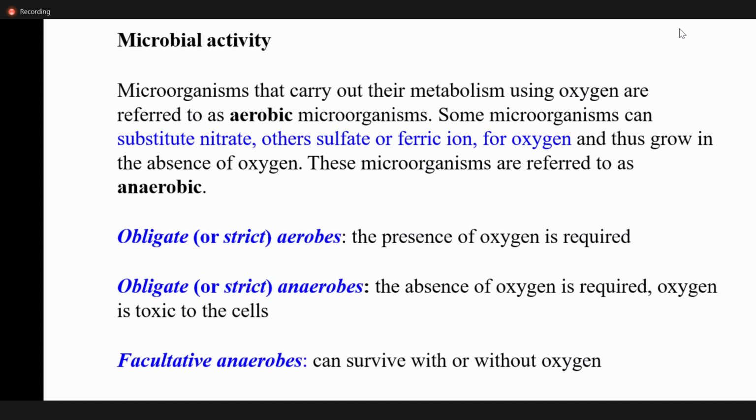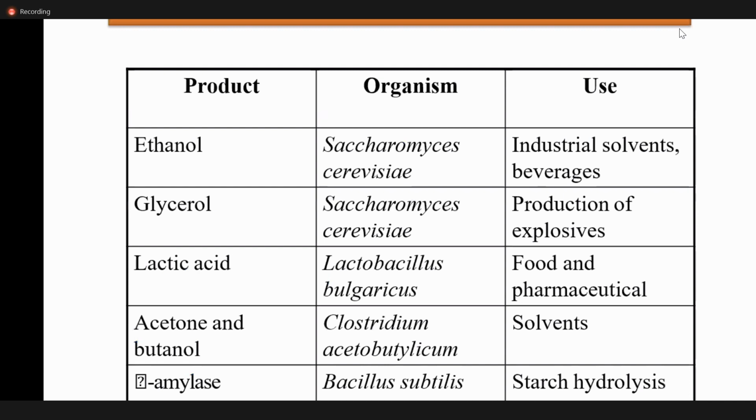The industrial applications of these particular enzymes and antibiotics, in bulk production of antibiotics too. We will learn about that next. Okay.